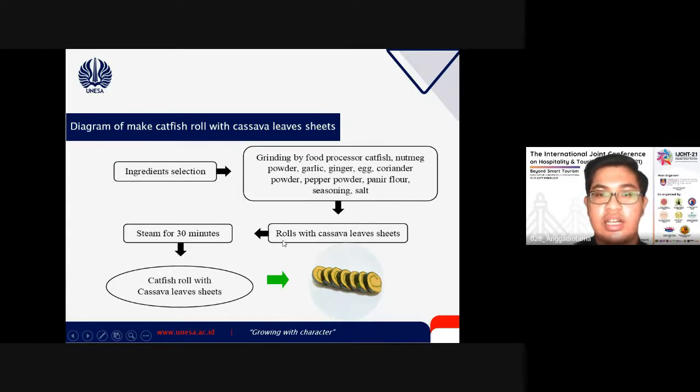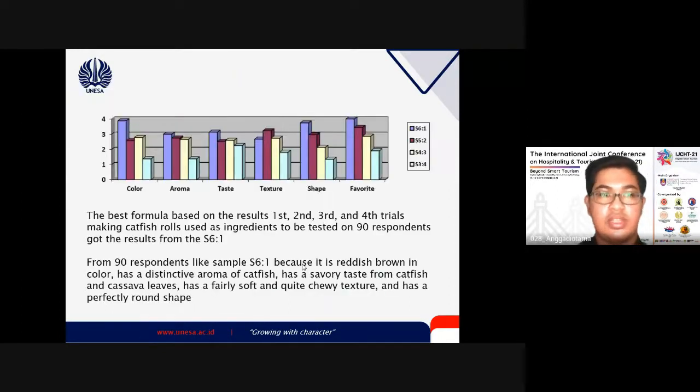And make rolls with the cassava leaf seeds and steam for 30 minutes. And this is a cassava leaf seed with catfish rolls. And it is a statistic, the best formula on the results.